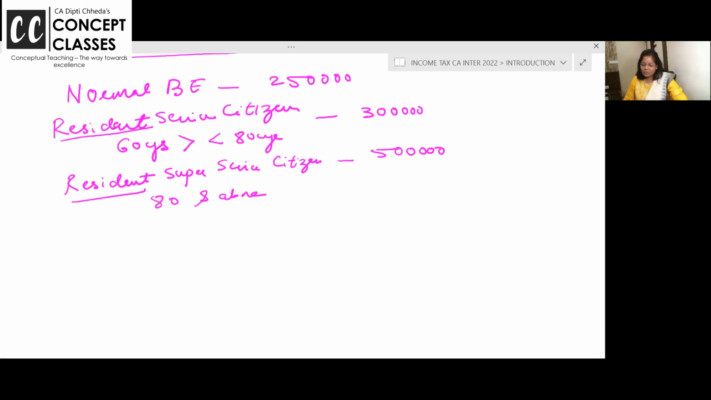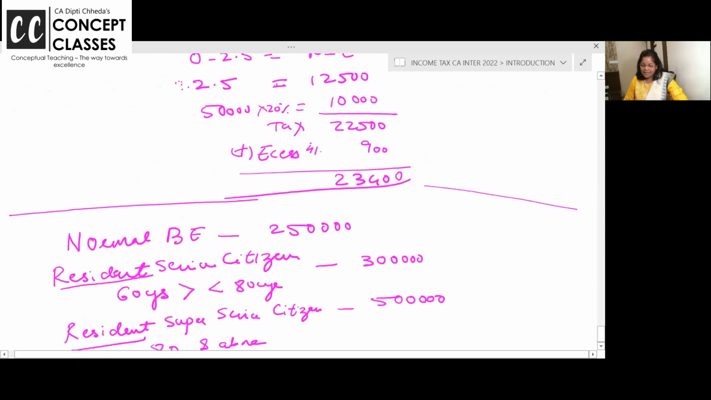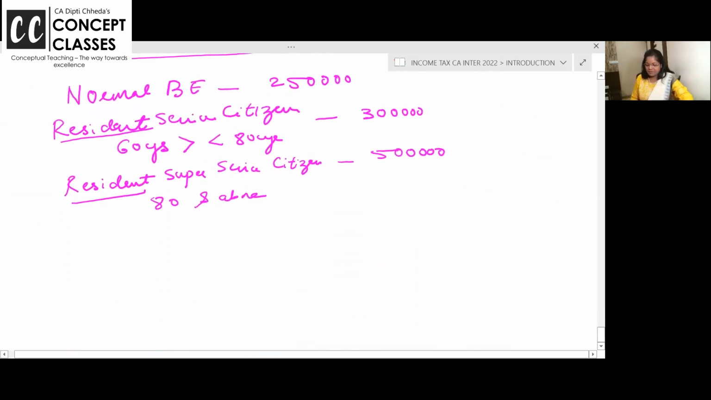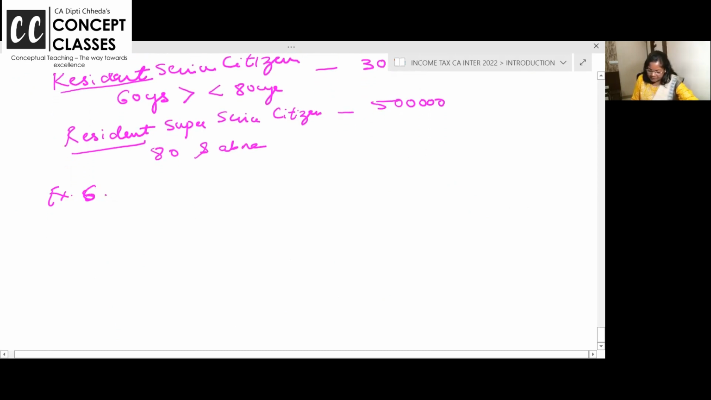Then let us continue with some examples. How many examples did we do yesterday? 5. Okay, we will continue from there. Write down with me. Example number 6. Pritpal, 82 years. Total income is 8,70,000.